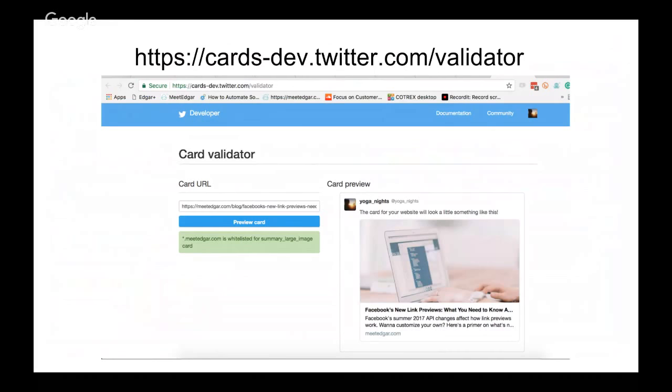Cool. So once you get to this Twitter validator, the URL is up there. Of course, you can just Google Twitter validator or reach out to support@meetedgar.com and we'll point you in the right direction. You'll just get that URL right into the section under that card URL you see, and you'll just click that preview card, and there you go. Your card will be validated, and you can see what it looks like once people are posting that link to Twitter.